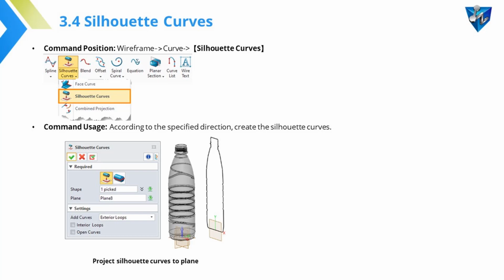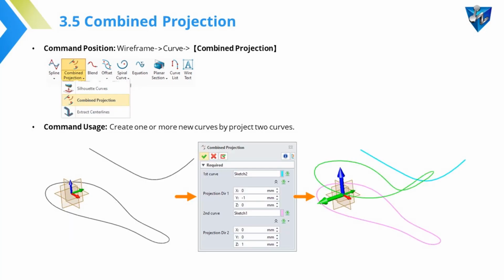The fourth function I will introduce is silhouette curves. This command is used for creating the outline of the selected shape on the target plane. As shown in the picture on this slide, silhouette curves is used to create the outline of this bottle. Next function, which is also commonly used, is combined projections. By using this function, we could create one or more new curves by projecting two curves. However, the projections of the two curves must intersect, otherwise the command will fail. Below is the example of this command.